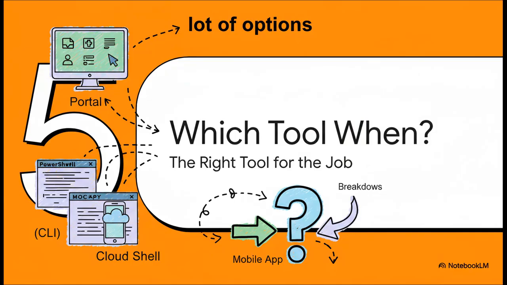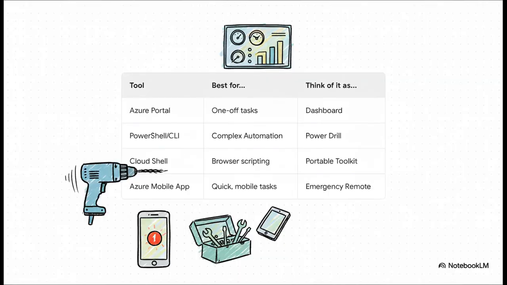So, we've covered the portal, PowerShell, the CLI, Cloud Shell, and the mobile app. That's a lot of options. And you're probably thinking, okay, which one should I use and when? So let's break that down right now. This table is basically your cheat sheet. Think of the Azure Portal as your visual dashboard. It's perfect for one-off tasks and just getting started.